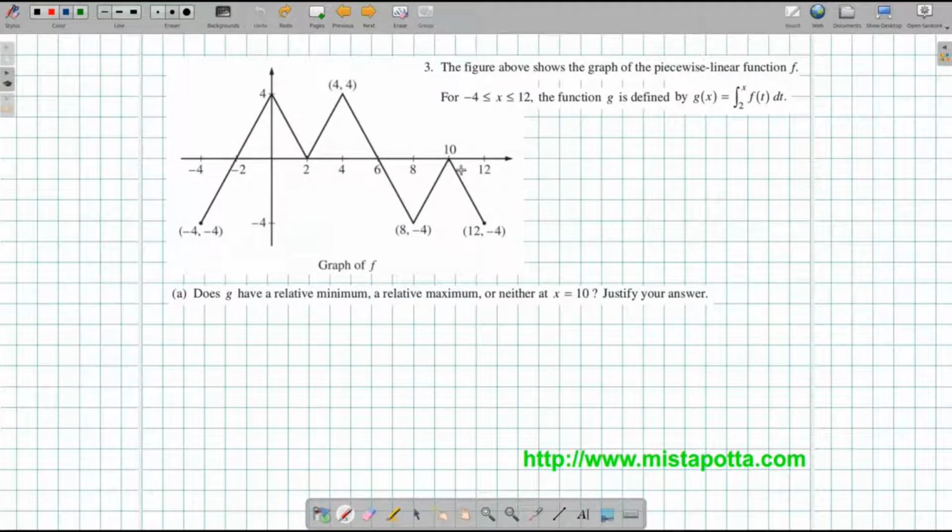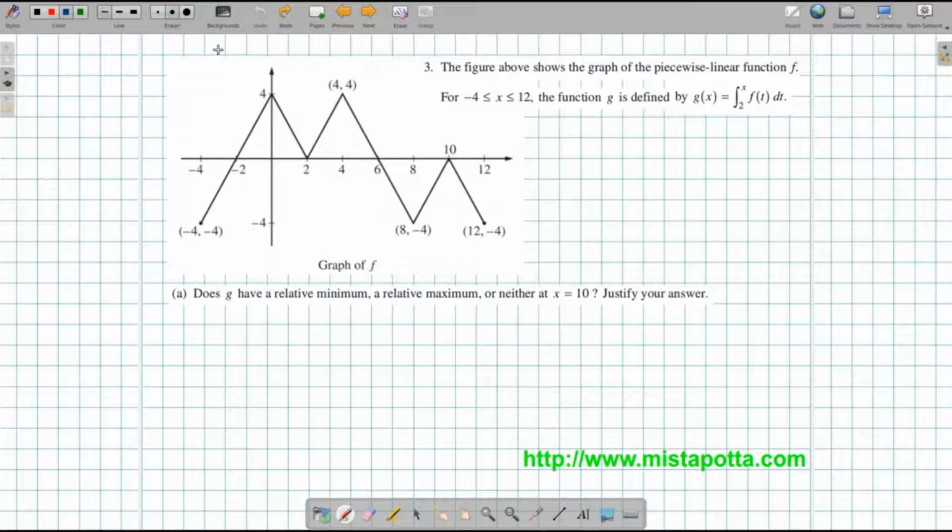To problem 3, it says the figure above shows the graph of the piecewise linear function f. For negative 4 less than or equal to x less than or equal to 12, the function g is defined by g of x equals the integral from 2 to x of f of t dt. Now, keep in mind that g is defined as the area under the curve f of x from 2 to some point.